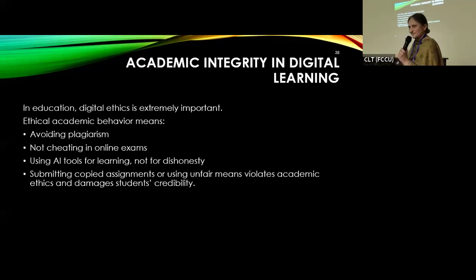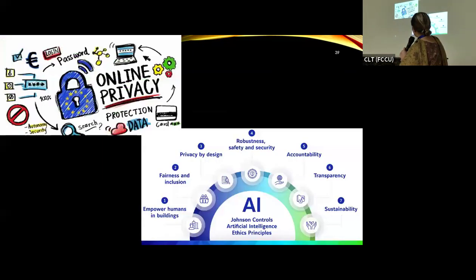So, clear? Anything else? Okay. So this was all about it. I just thought I should mention that these are developed by ChatGPT, so I should say what ChatGPT has taken. Okay. So your passwords, your logins, your keys, your online privacy, your protection, your data, and various things in AI: privacy by design, fairness and inclusion, robustness, safety and security, accountability, etc.